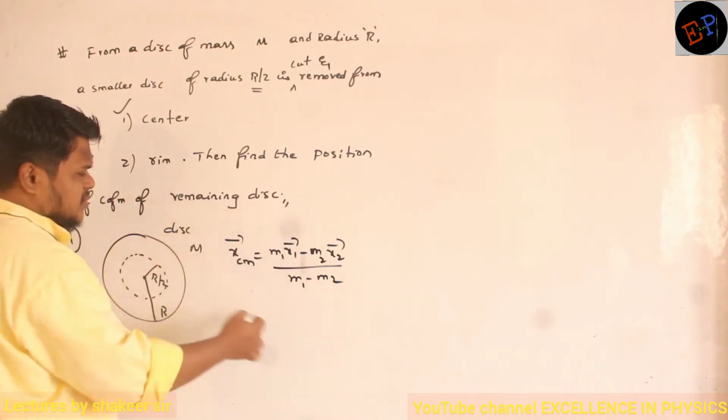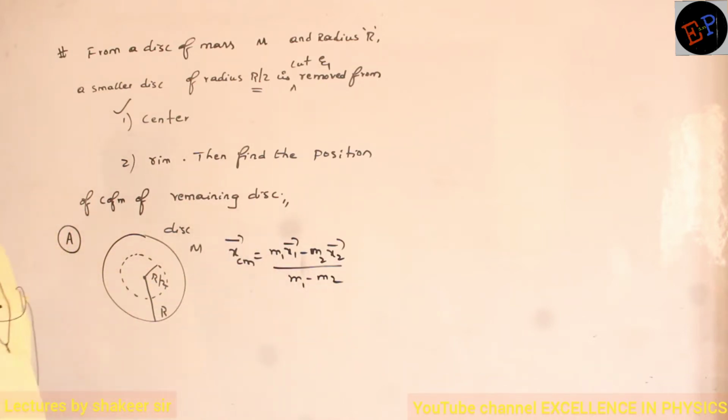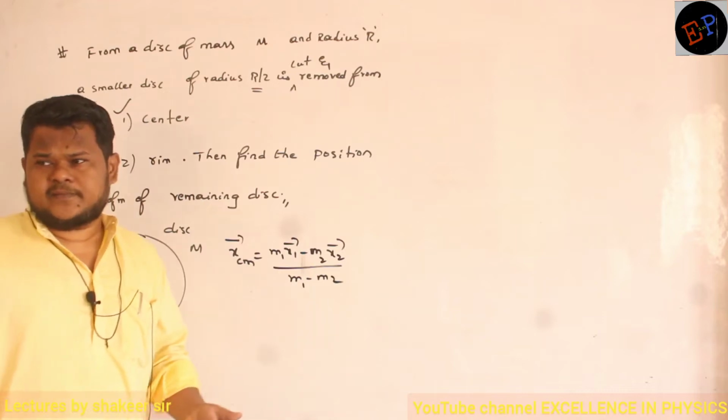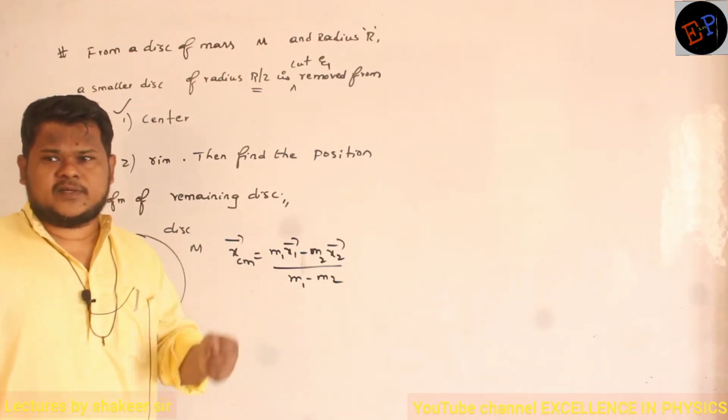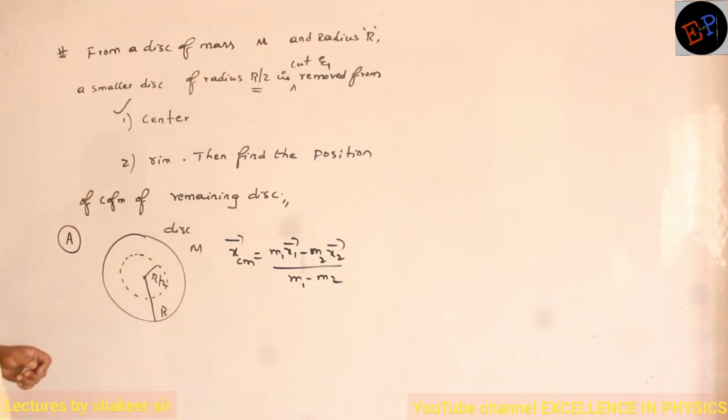Now to calculate the center of mass, first of all I require a reference. Without a reference, can I define the center of mass? I require a reference. So which reference shall I take? You can take anything. You can take the original position of the center of mass as your reference, or you can take this point to be your reference.